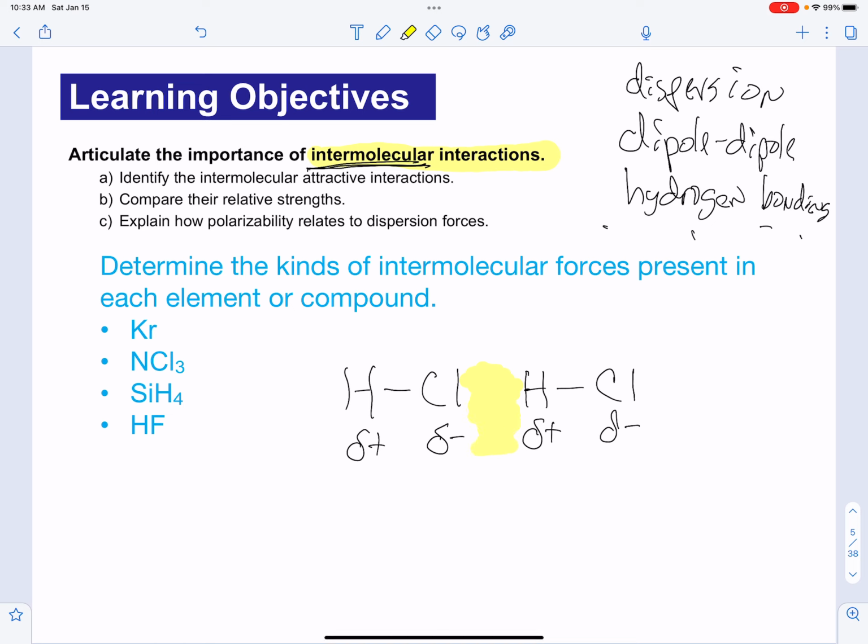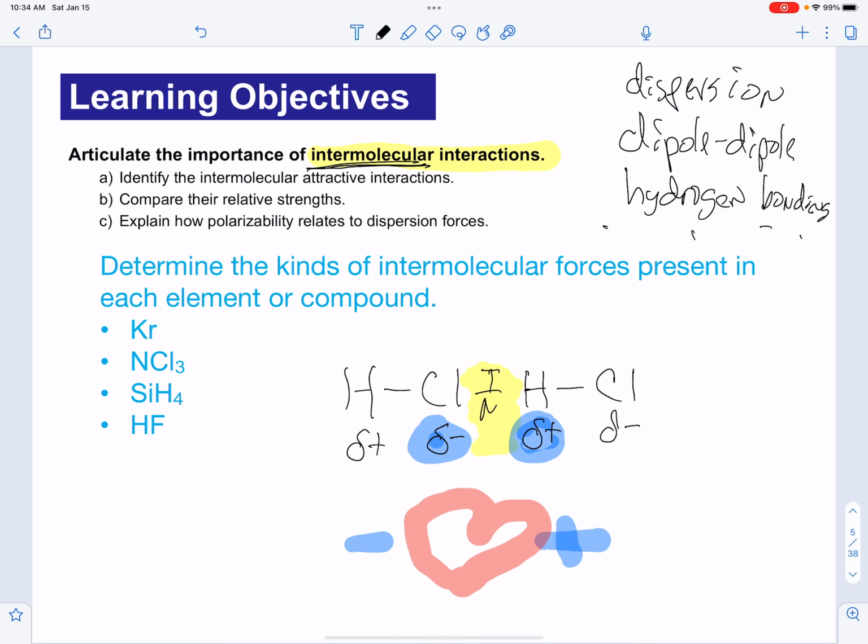And why is that interaction happening? Because I have a partially negative in close proximity to a partially positive. And the secret of life is between negative and positive: negative loves positive. And that's why we have our intermolecular force between those two molecules. And this is a dipole because it has two poles, and this is a dipole because it has two poles, and therefore this is a dipole interaction.